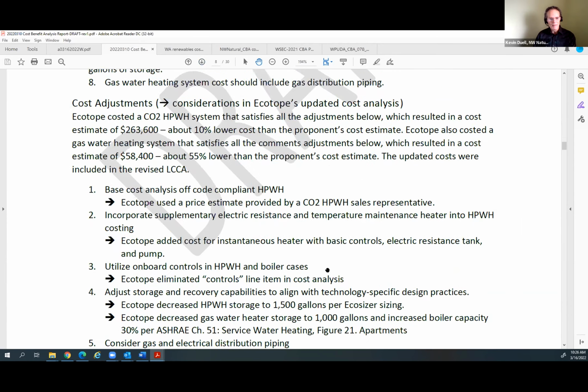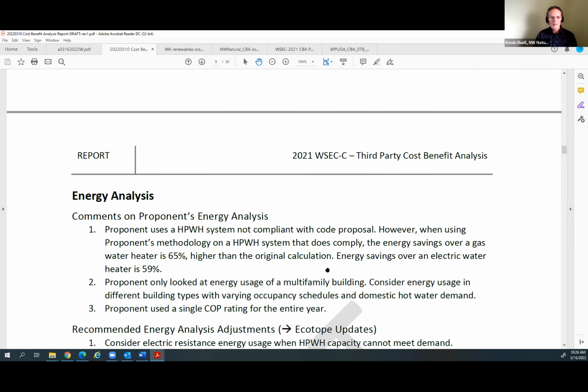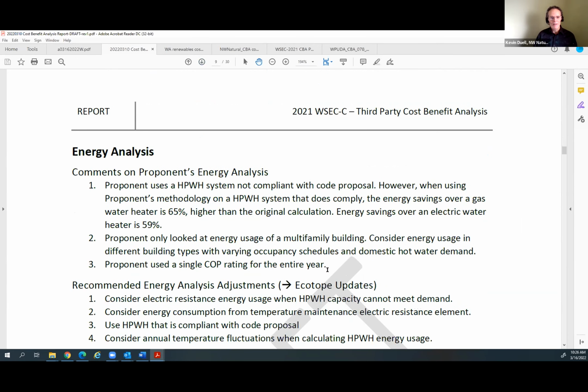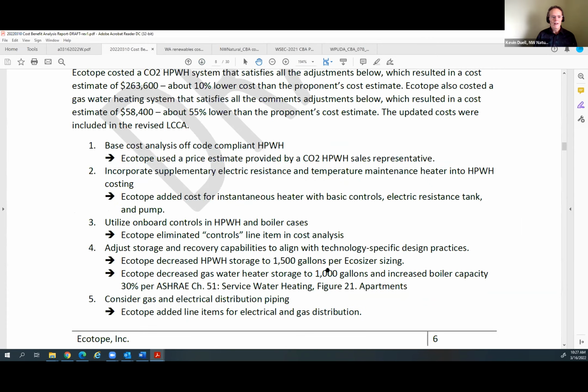Also wanted to note that, as Ecotope does, this measure saves no energy, so it's not the least cost path. And that was the whole of my comments. Thank you.